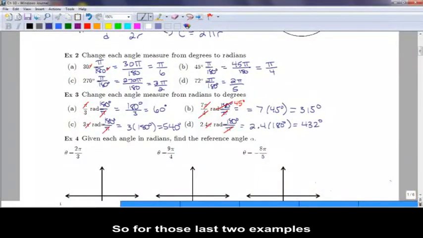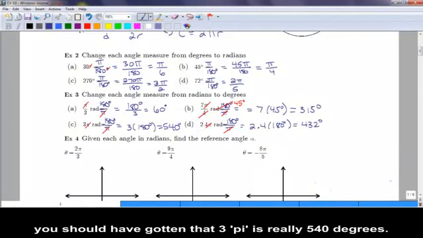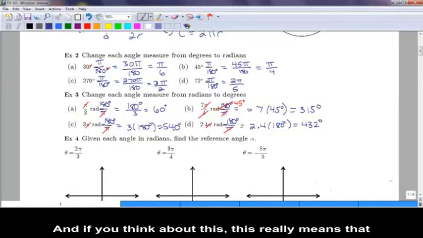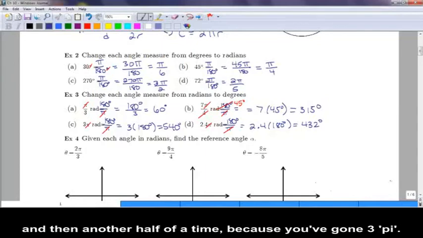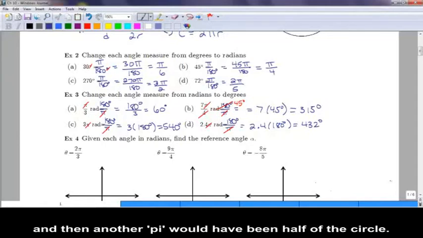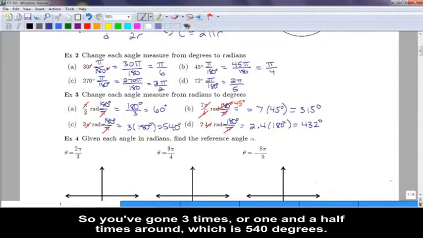Okay, so for those last 2 examples, you should have gotten that 3 pi is really 540 degrees. And if you think about this, this really means that you've gone around the circle all the way once, and then another half of a time, because you've gone 3 pi. 2 pi would have been 1 full rotation, and then another pi would have been half of the circle. So you've gone 3 times, or 1.5 times around, which is 540 degrees.